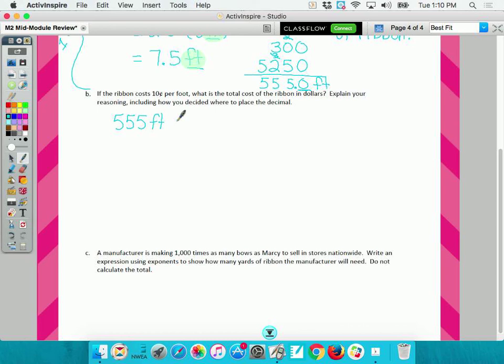And then per foot, what am I doing? Multiply, add, subtract, what? Rounding. No, per. Subtract. Multiply. Multiply. So 55 feet times 10 cents.